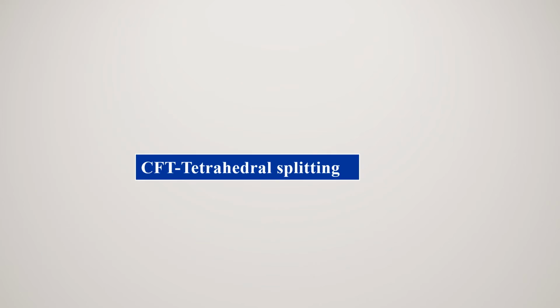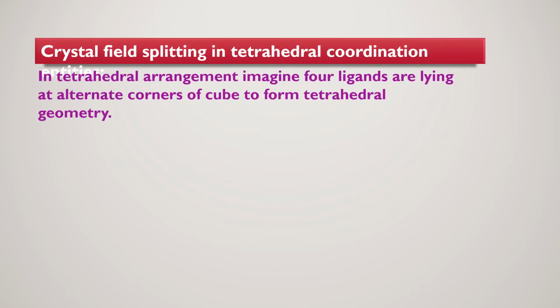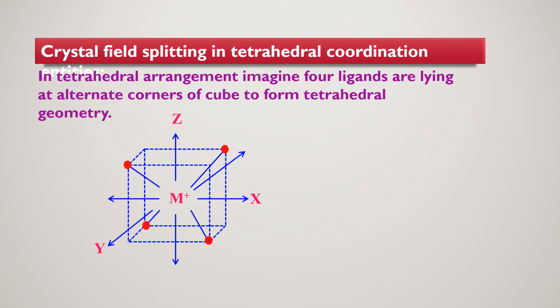So now, crystal field splitting in tetrahedral complexes. Same as we have already studied in octahedral complexes. In a tetrahedral arrangement, imagine the four ligands are lying at alternate corners of a cube to form the tetrahedral geometry. See, if you consider a cube, all four ligands will occupy corner positions. Means the ligand is between the axes. So in an octahedral complex the ligands are on the axes, in a tetrahedral complex the ligands are present between the axes.